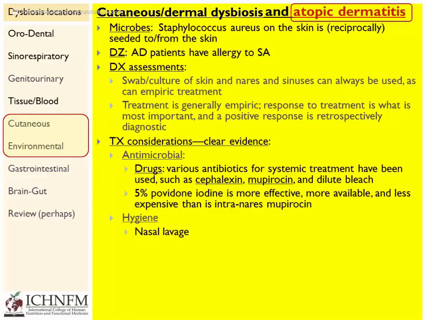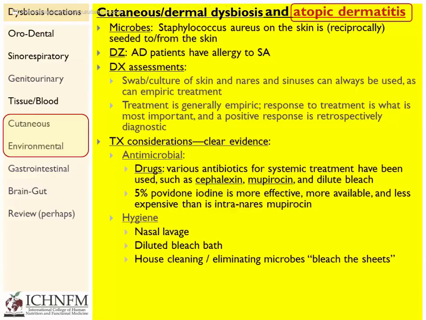For hygiene, we want to focus on using nasal lavage, dilute bleach baths again, house cleaning, eliminating microbes, and what I tell patients is that they also need to have a set of sheets that they can bleach along with their towels, for example. But we have to think about these kids typically with eczema, also adults, of course, but when their clothes are seeded with these bacteria and their sheets and towels are seeded with these bacteria, we need to clean the entire environment. So at the very least, we need to wash linens and clothes in very hot water, and if we can apply bleach to them, all the better for disinfecting them of these bacteria.